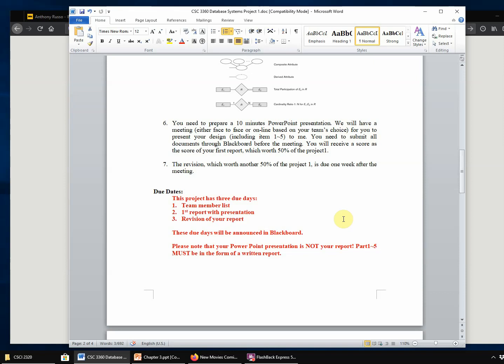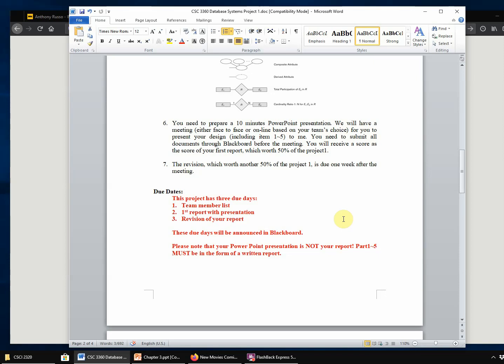And after that, you will have about 2 weeks to work on your first project report. And then we will schedule our meeting time. And based on that, you will have 1 more week after the meeting to submit your revision. So these due dates will be announced in Blackboard. Obviously, you can see that the number of teams I can meet is pretty limited. I won't be able to meet every single one in 1 day. So every team will have slightly different time management.